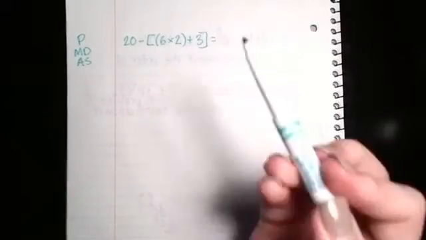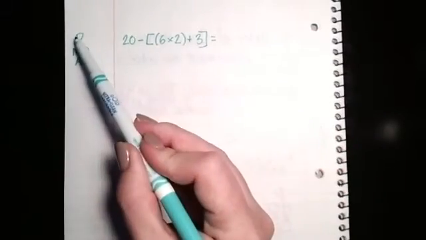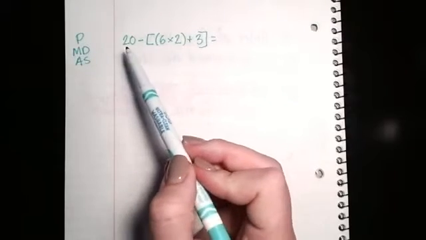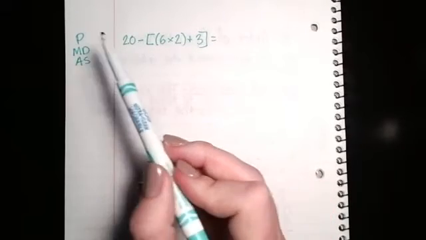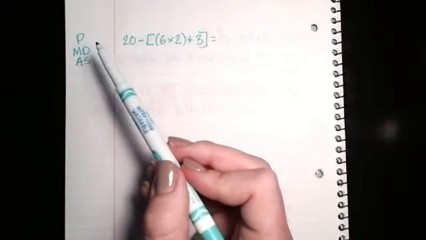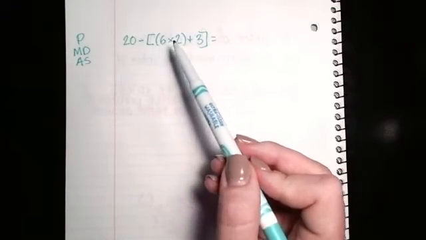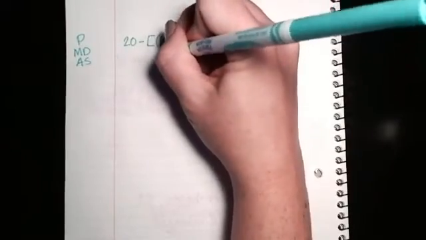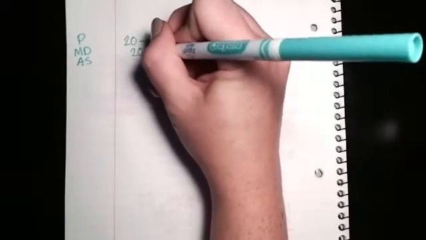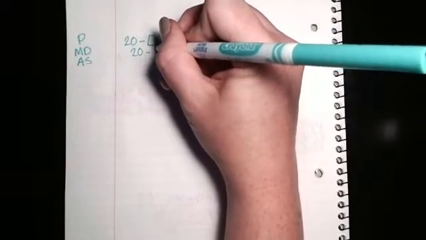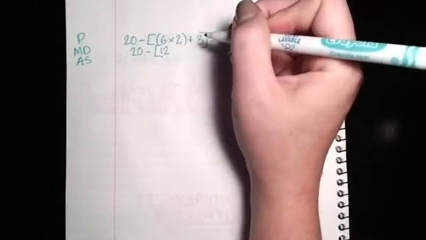All right, so what we're going to do is start with P, parentheses, okay? I do have parentheses in this one, so that is what I'm going to do first. My parentheses are right here, 6 times 2. I know that is 12. Now I'm going to drop everything else down with that. I have 20 minus, don't forget these brackets here, okay? That's another part of parentheses.